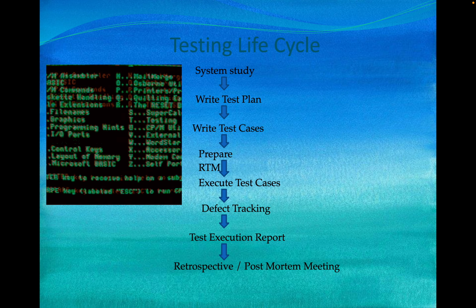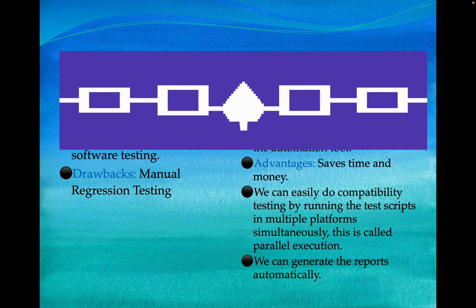Manual testing: checking the functionality of an application is called software testing. In the types of testing, manual testing involves checking the functionality of the application. The drawback is manual regression testing. Automation testing is the process of testing the application automatically using an automation tool. Advantages: it saves time and money. We can easily do compatibility testing by running the test script on multiple platforms simultaneously. This is called parallel execution. We can generate the reports automatically.